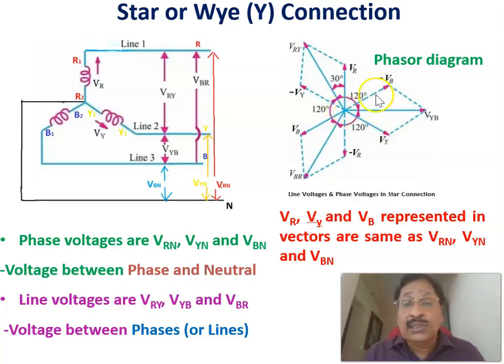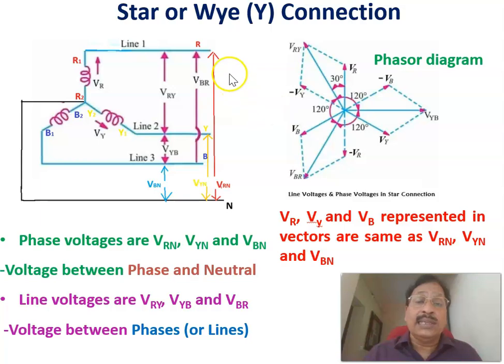As an example, this is equal to VR, this is equal to VY, and this is equal to VB. VR, VY, VB are the same as VRN, VYN, and VBN, the phase voltages: the red phase with respect to the neutral, the Y phase with respect to the neutral, and the B phase with respect to the neutral. Therefore, these are the phase voltages.